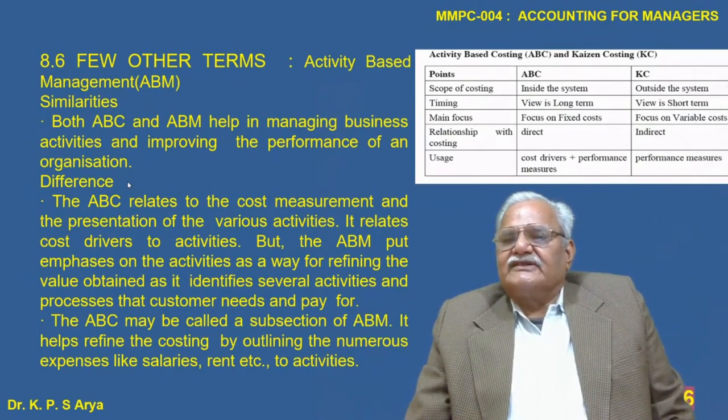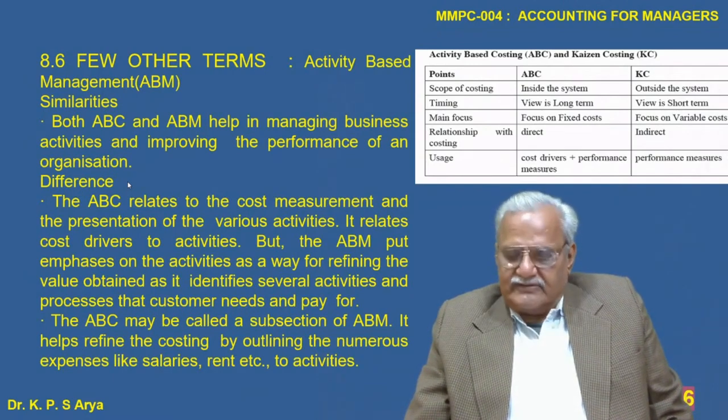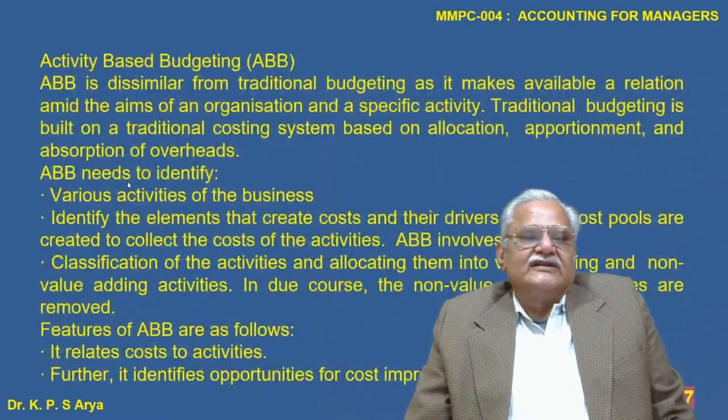The activity-based system and the Kaizen costing system. Point: scope of costing. ABC is inside the system. KC is outside the system. Time in view: ABC is long term. KC's view is short term. In ABC the main focus is on fixed cost, while in KC the main focus is on variable cost. The relationship with costing is direct in ABC; in KC that is indirect. Usage: in ABC, cost drivers plus performance measures. Here in KC it is only performance measure.